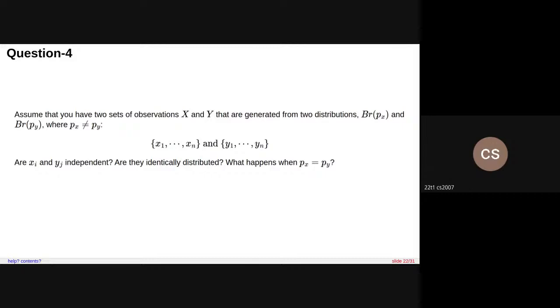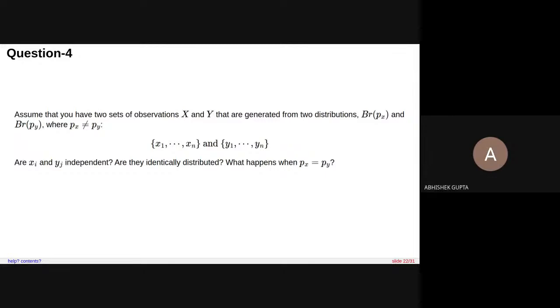To my knowledge, that is all, because we are saying that they're identically distributed, right? So all we are saying is that the distribution governing these two random variables is the same. The distribution governing x1 or xn is Bernoulli of px, and the distribution governing these random variables is Bernoulli of py. The moment px becomes py, they are essentially coming from the same distribution, right? So they are identically distributed.